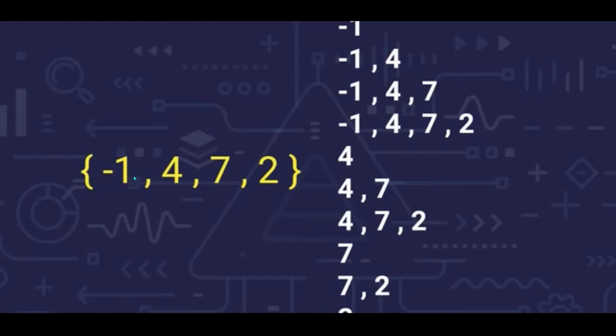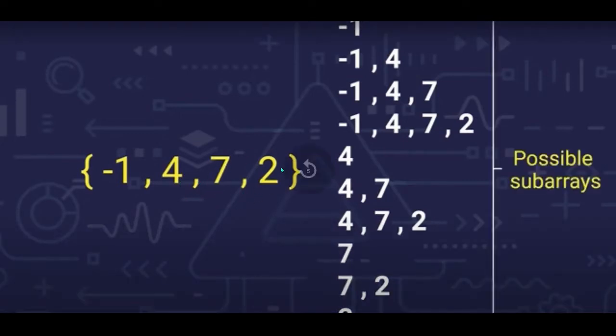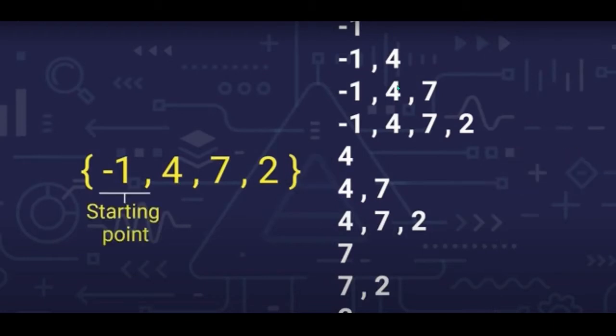As you can see, from the first index -1, we can have subarrays starting from -1: -1, -1 4, -1 4 7, -1 4 7 2. Then we will move to the next index, that is 4. Then we will count from there: 4, 4 7, 4 7 2. Then count from 7: 7, 7 2, and the last one is 2. So these are our possible subarrays.